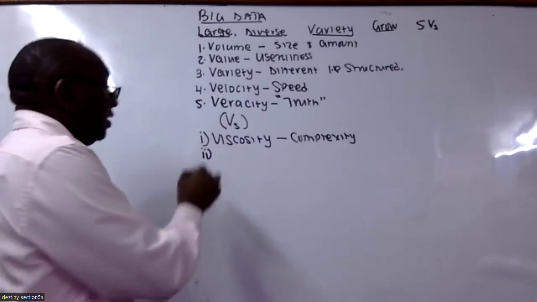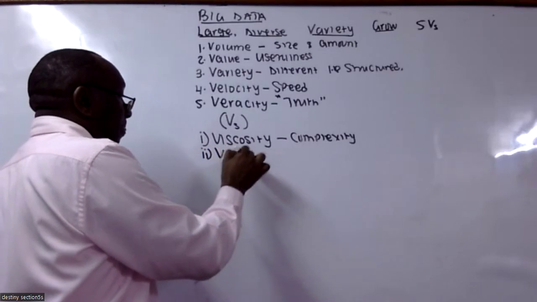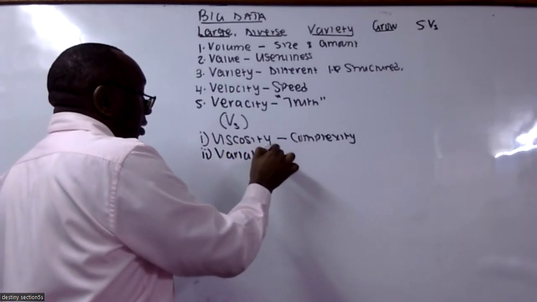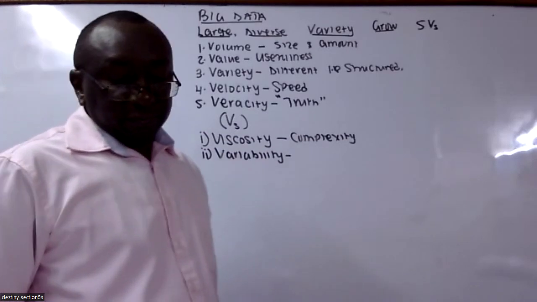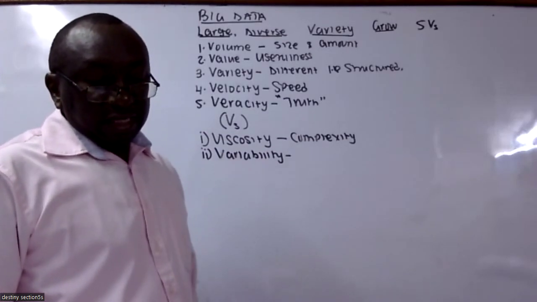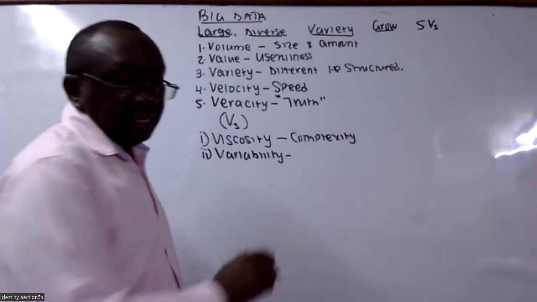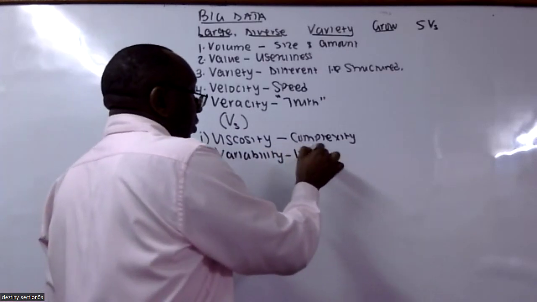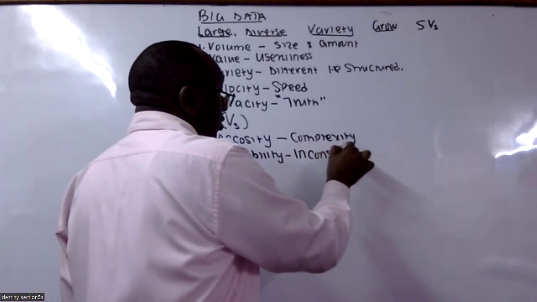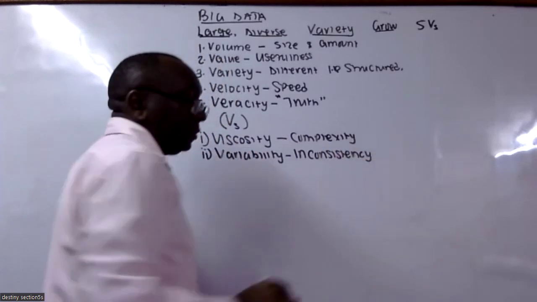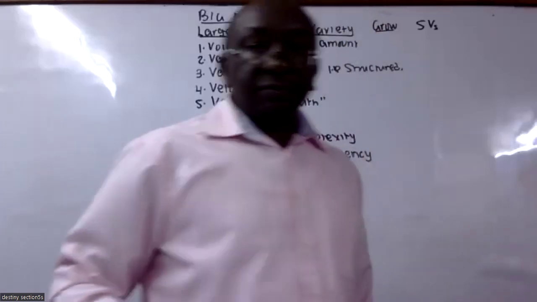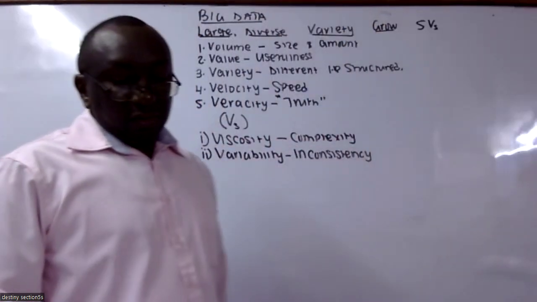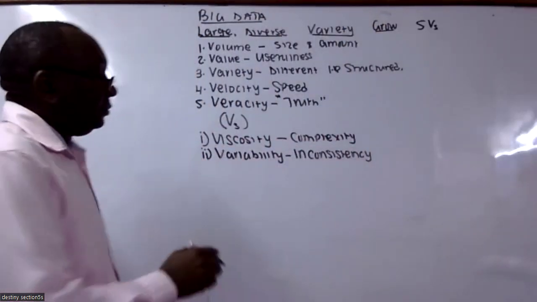Roman 2 is variability. Variability, and you say inconsistency in data flow.